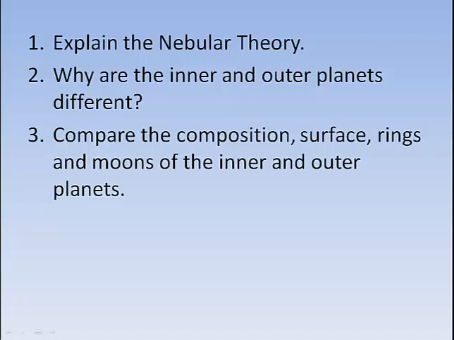All right, number 1, explain the nebular theory. The nebular theory says that there was a giant cloud of gas and dust that was slowly spinning in space. Gravity caused the gas and dust to be attracted to each other. That caused the cloud to shrink and get smaller. And as it did that, it started to spin faster and it formed a disk.